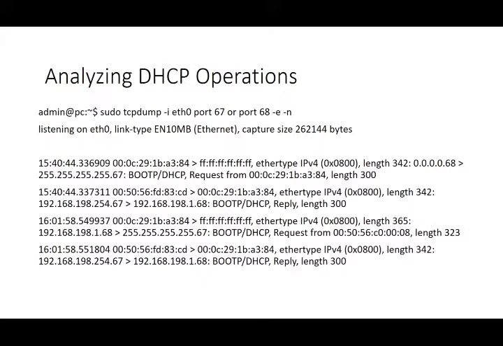a Linux machine. In this example, we are listening to eth0. This is the interface which is specified using the -i option. The -e option is used to display the source and destination MAC address. And the -n option displays addresses instead of names.